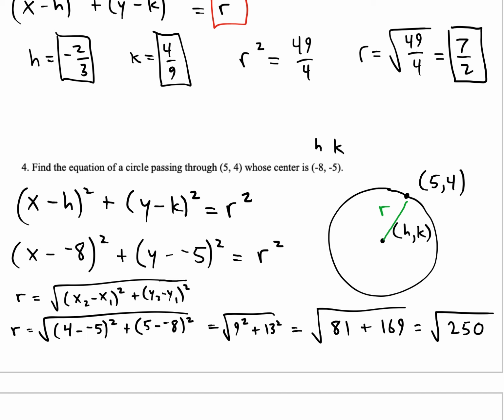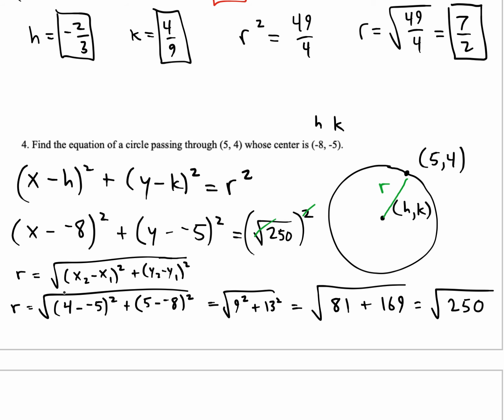Alright, now that we know r, we can plug it in. And we'll have the square root of 250 squared. So we might as well simplify that. The square root and the square will cancel. And we can simplify these double negatives as well. So we'll have (x plus 8) squared plus (y plus 5) squared equals 250.